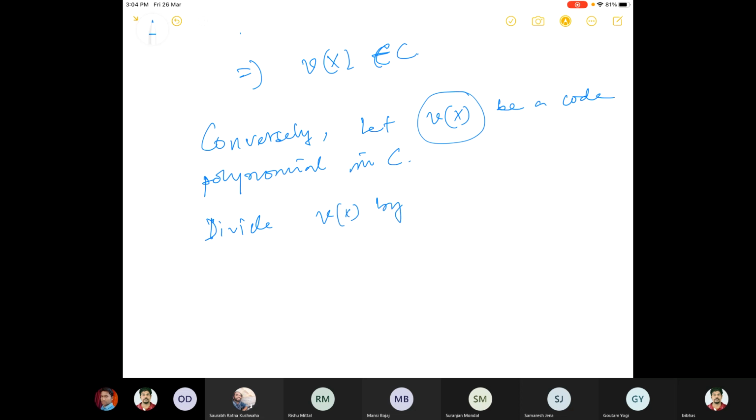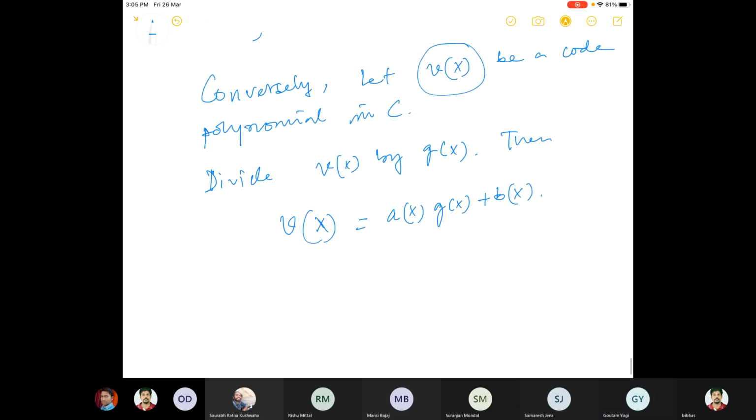v(x) by g(x). If you divide one polynomial by another polynomial, I think you should have done this in 7th or 8th standard, maybe undergraduate. So you can divide two polynomials, right? You will get some quotient and some remainder. You know this or not? Gautam must be knowing because of your background in mathematics. For others, the way you divide two numbers, the same way you can divide two polynomials also.